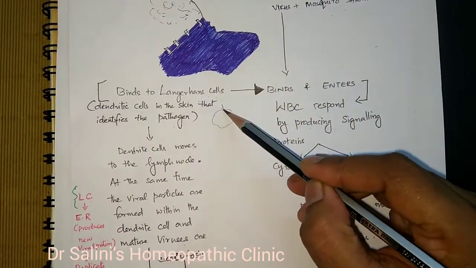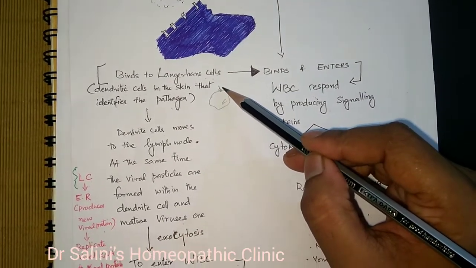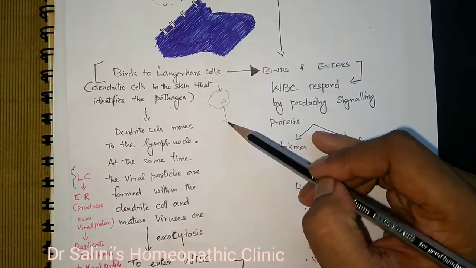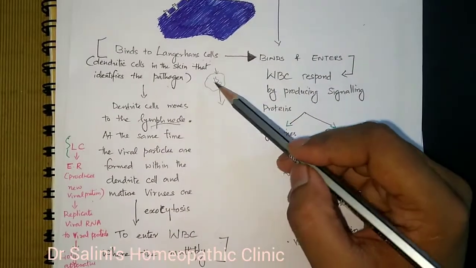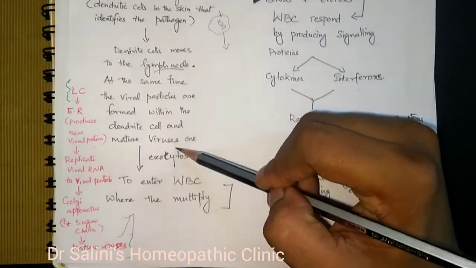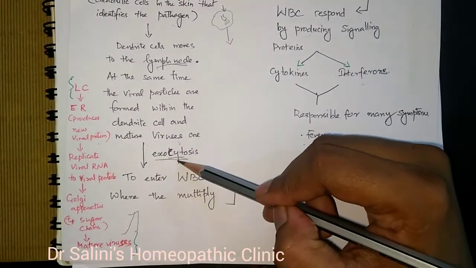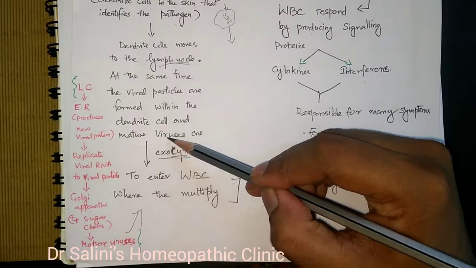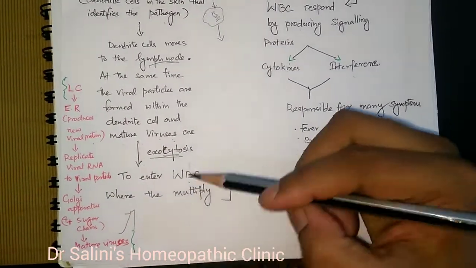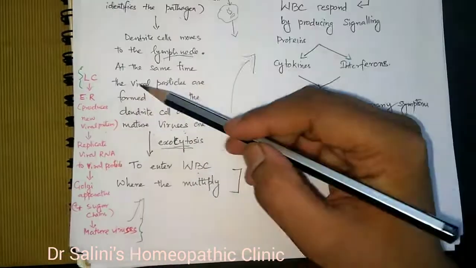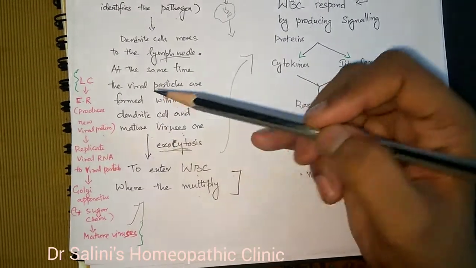So this virus will attach itself to the receptor on the dendritic cell, and this dendritic cell, while moving to the lymph node, processes the virus inside, making it a mature virus, and expels it via exocytosis. These expelled mature viruses will bind and enter into the WBC, inside which they multiply. Now, how does this viral particle mature?